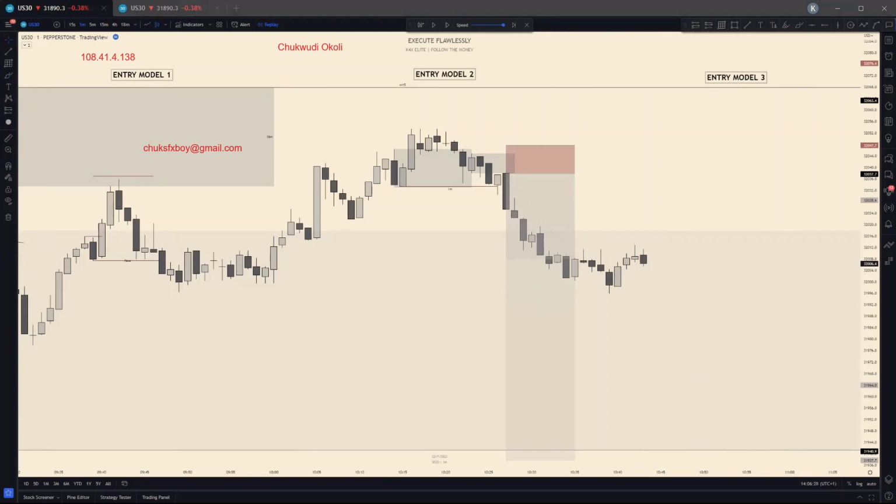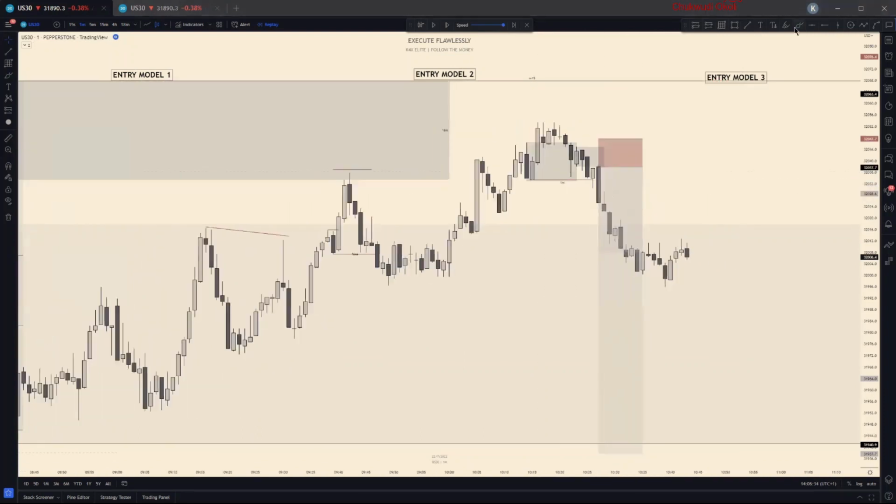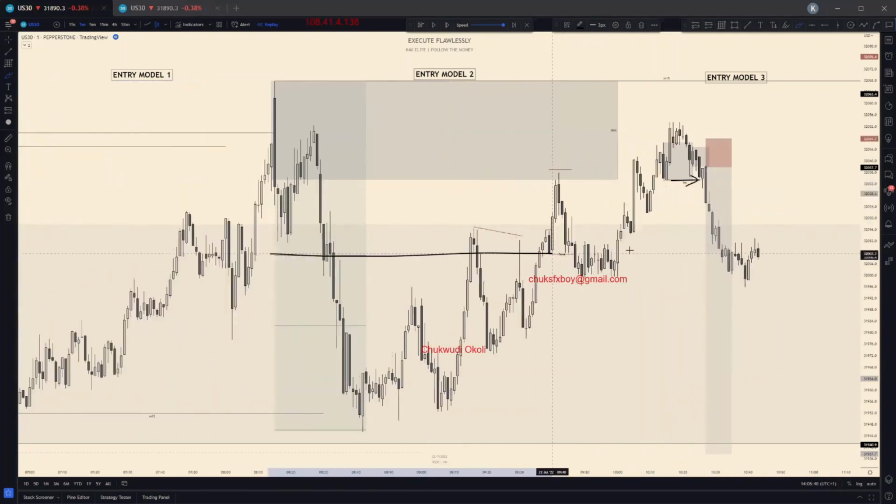Can you talk about how to take a 1 minute continuation if you miss the first one? Simple. If you miss this first one, you just rinse and repeat the same thing again. This is your 1 minute break. You find your 1 minute POIs, making sure you're always above the premium.